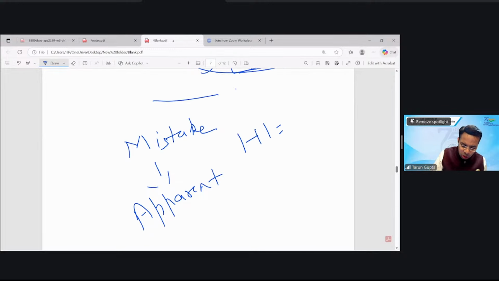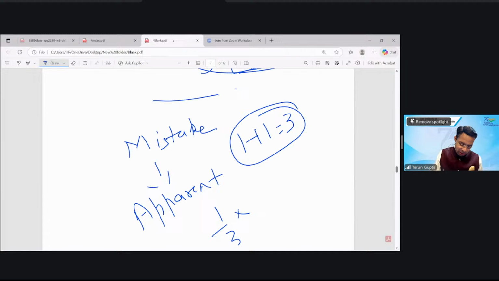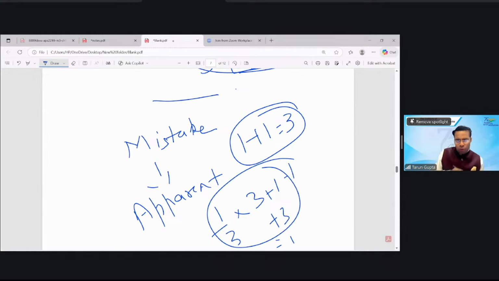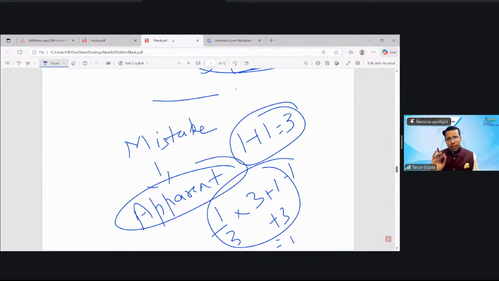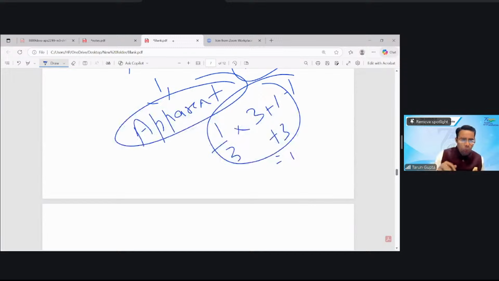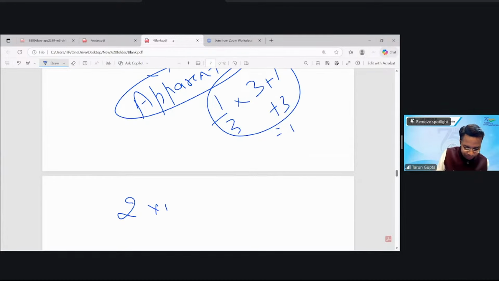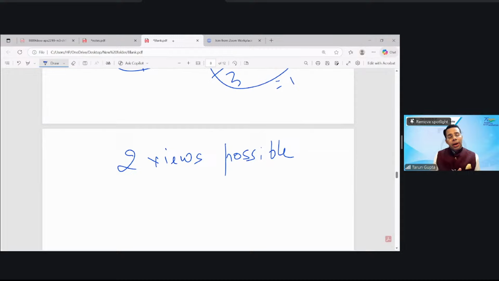1 plus 1 equal to 3. This is a mistake. 1 divided by 3 into 3 plus 1 minus 1 plus 3 is equal to 1? I don't know, I have to apply my mind. So, a mistake should be very much apparent on the face. Well, this can be a mistake, but what the law says, if there are two views possible, then it's not a mistake. Or if it requires scrutiny of the facts or documents, then it's not a mistake.